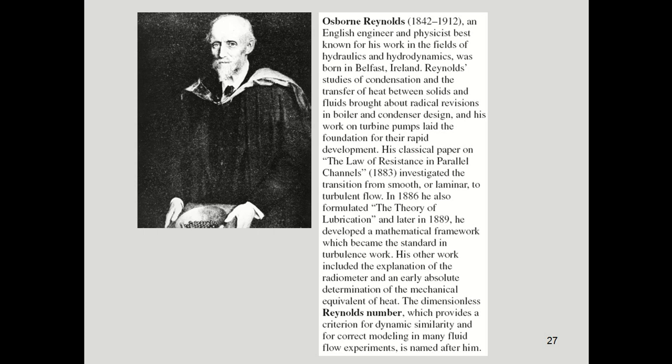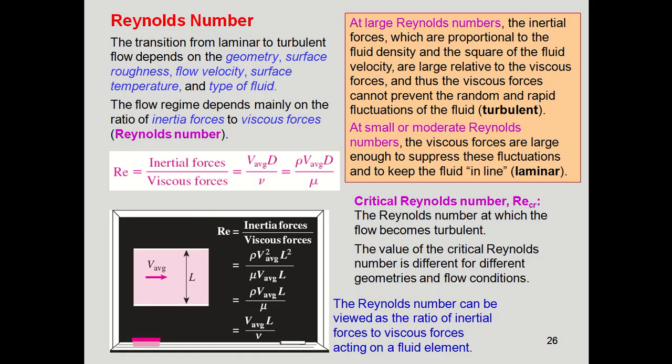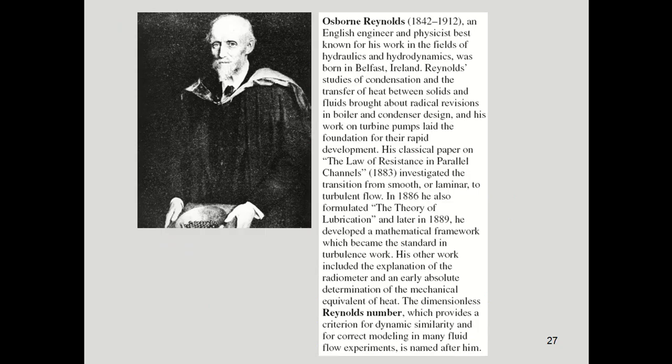The Reynolds number was found by Osborne Reynolds, an English engineer and physicist best known for his work in the field of hydraulics and hydrodynamics. Based on this, the name of Osborne Reynolds is given to the dimensionless number, the Reynolds number. Okay. Thank you.